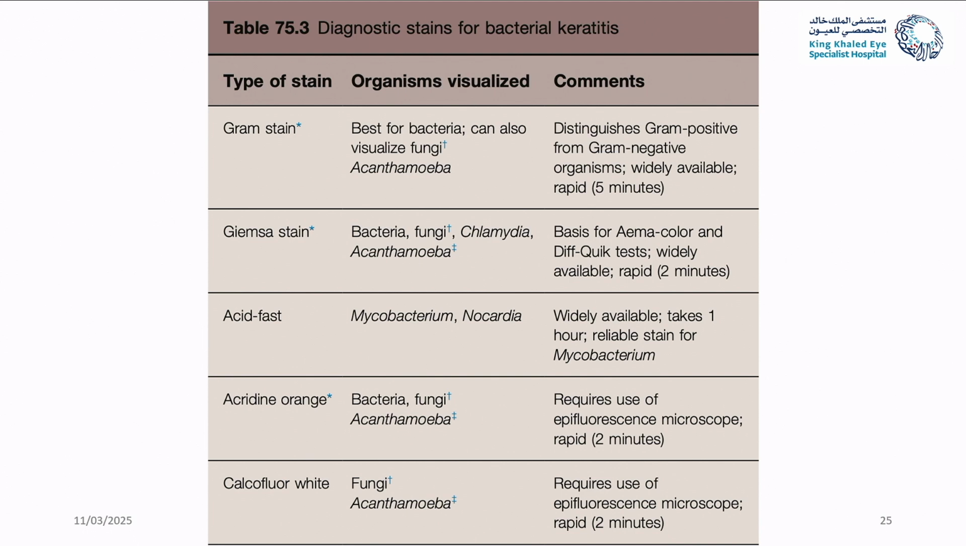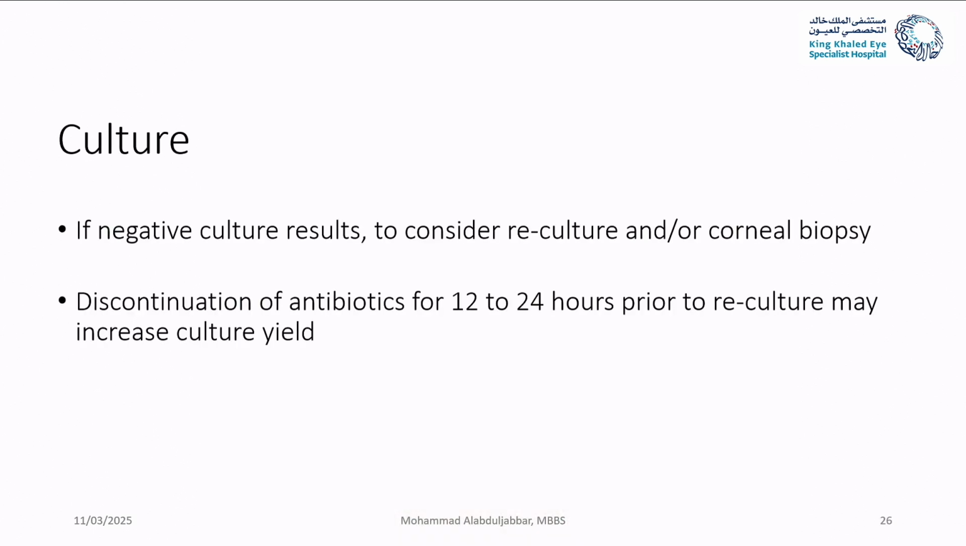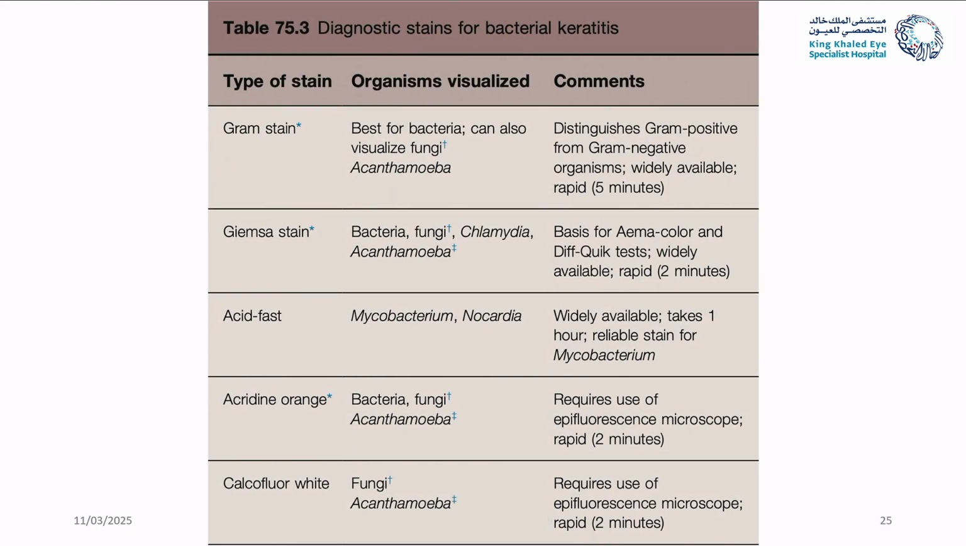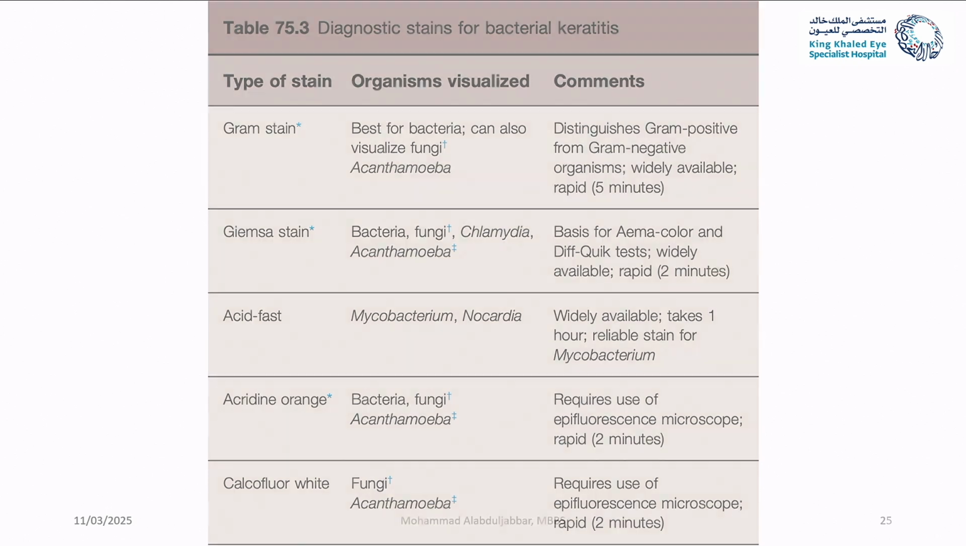And what kind of stain are we using? The most common we are using are Gram and Giemsa stains. So Gram and Giemsa stains, usually it is for bacteria and fungi. Giemsa can help more in fungi also. Acid fast, usually it is for Mycobacterium or Nocardia, and Calcofluor white is for fungi and Acanthamoeba.